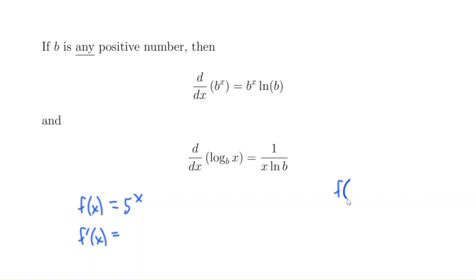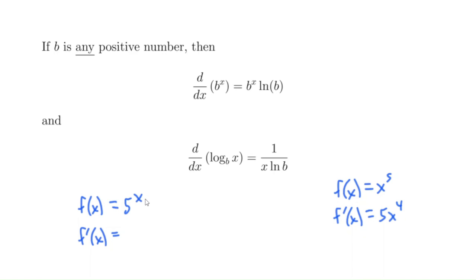So if you had like f of x equals x to the 5th, yeah, the derivative there, f prime of x, is going to be 5x to the 4th, right? We can use the power rule. But you're not allowed to use the power rule here, right? This is a polynomial. You can take the derivative like this. This is not a polynomial. This is an exponential function. How do you take the derivative of something like this? Well, it turns out the derivative of b to the x is b to the x times ln of b.